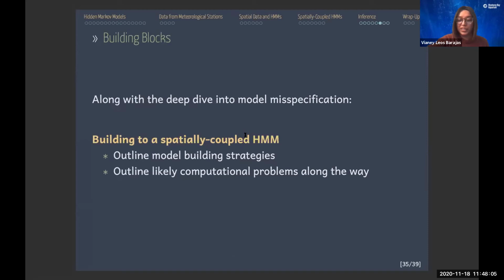In particular, when I'm deciding to adapt coupled hidden Markov models to spatial data, I'm also curious: how do you build up to a spatially coupled hidden Markov model? How do you actually do the model building? Something that I also like to work on is model building strategies. So anytime you have a new HMM structure that you're applying to data, or maybe it's not new but it's new to that area, how do you actually build up the spatially coupled dynamics? Like I said, there are other computational problems that will likely occur.